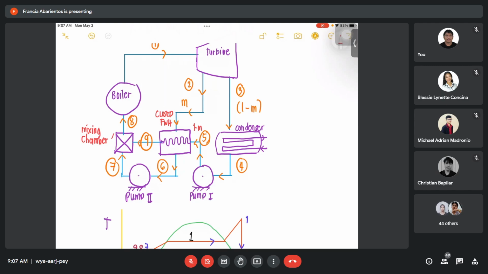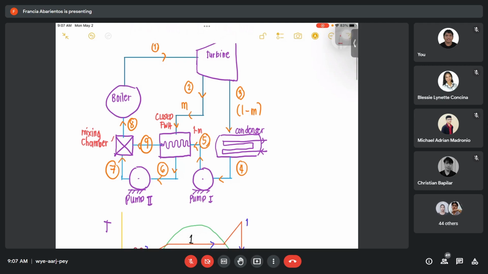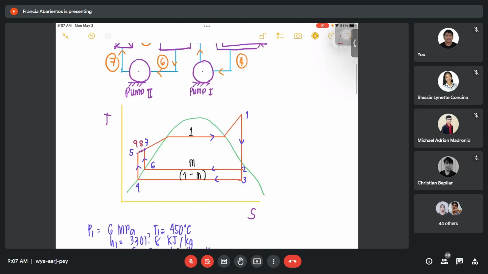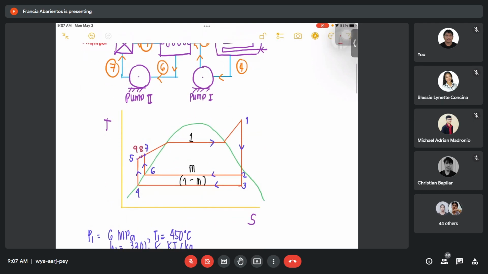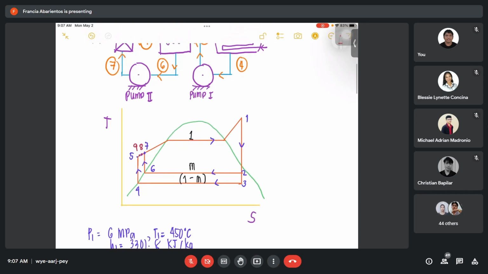This is the basic schematic diagram of a closed feed water heater. Ayan. How about the TS diagram? Same lang, class, but maduduling ka lang dito. Kung kanina, draw ko lang dito sa kabila, kung magiging open feed water heater to. Diba? Direkta lang, class. Pag ganito, ditong part, ganito. Ayan.